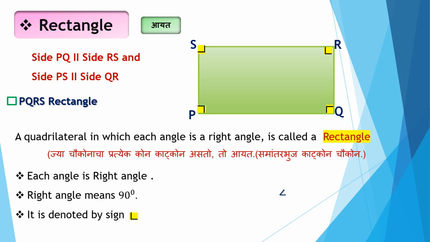Each angle is a right angle. Right angle means 90 degrees. It is denoted by a particular sign, and we know all angles are right angles. That means measure of angle P is equal to measure of angle Q is equal to measure of angle R is equal to measure of angle S is equal to 90 degrees.